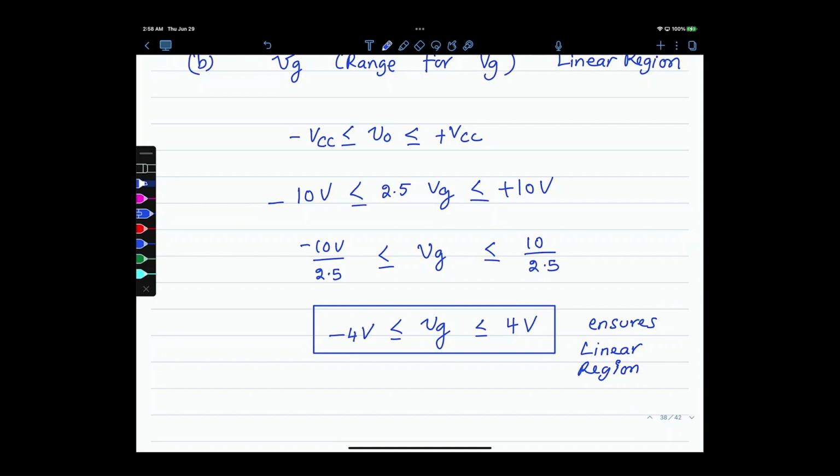So that completes our discussion on the non-inverting amplifier. Think about this. It is called a non-inverting amplifier because, pay very careful attention, what's the value of Vg? Positive 3 volts. What's the value of the output voltage? Positive 7.56. The output has the same polarity as the input, hence the name non-inverting amplifier.